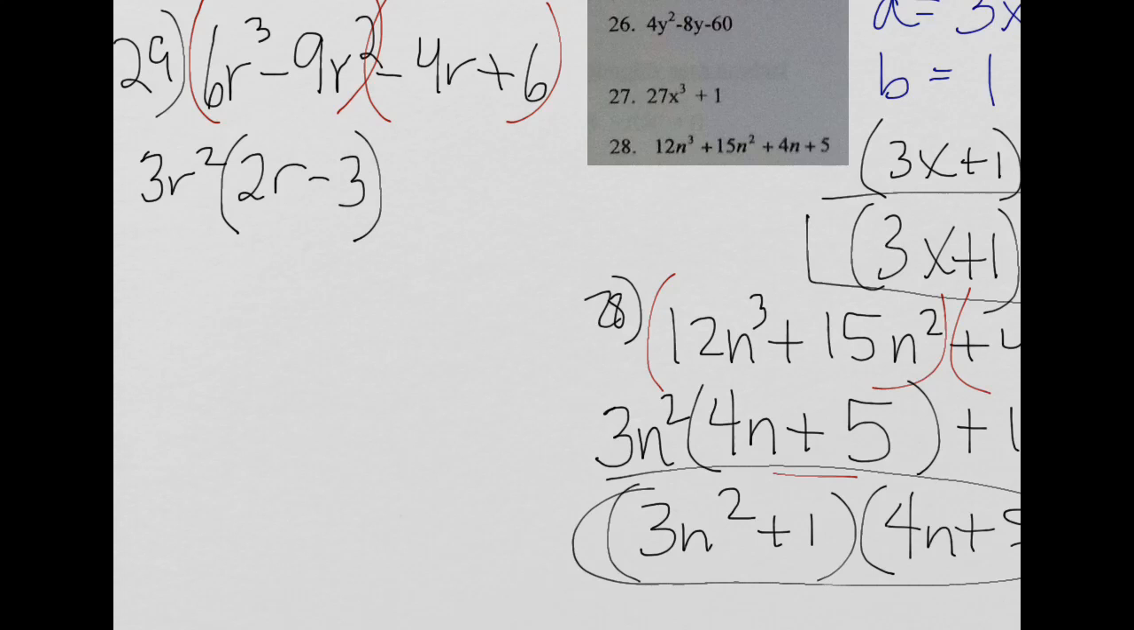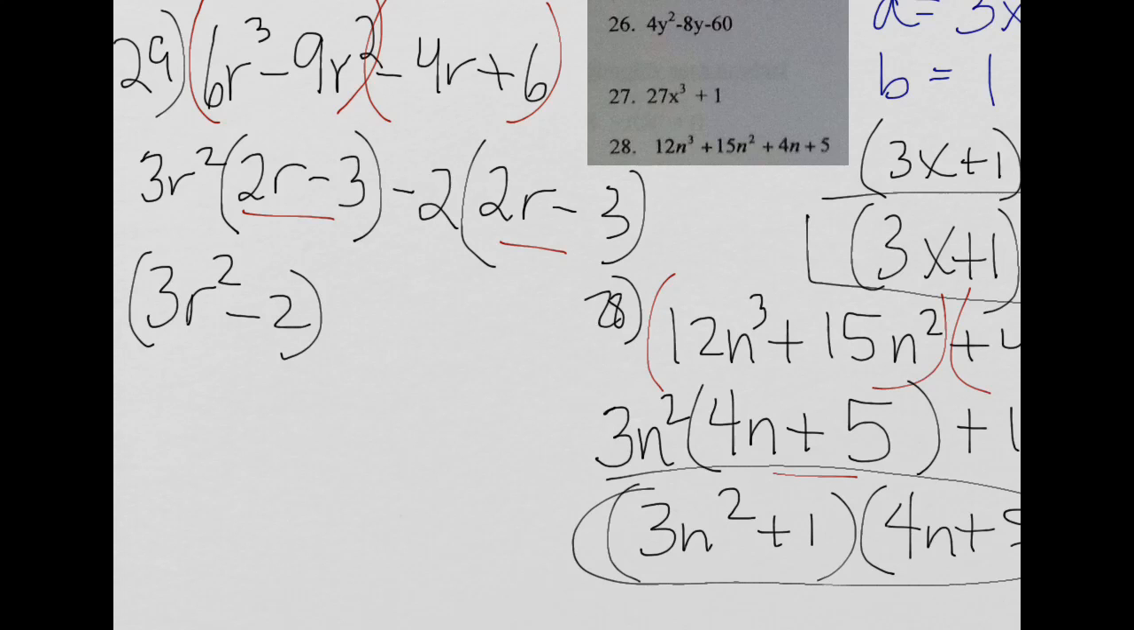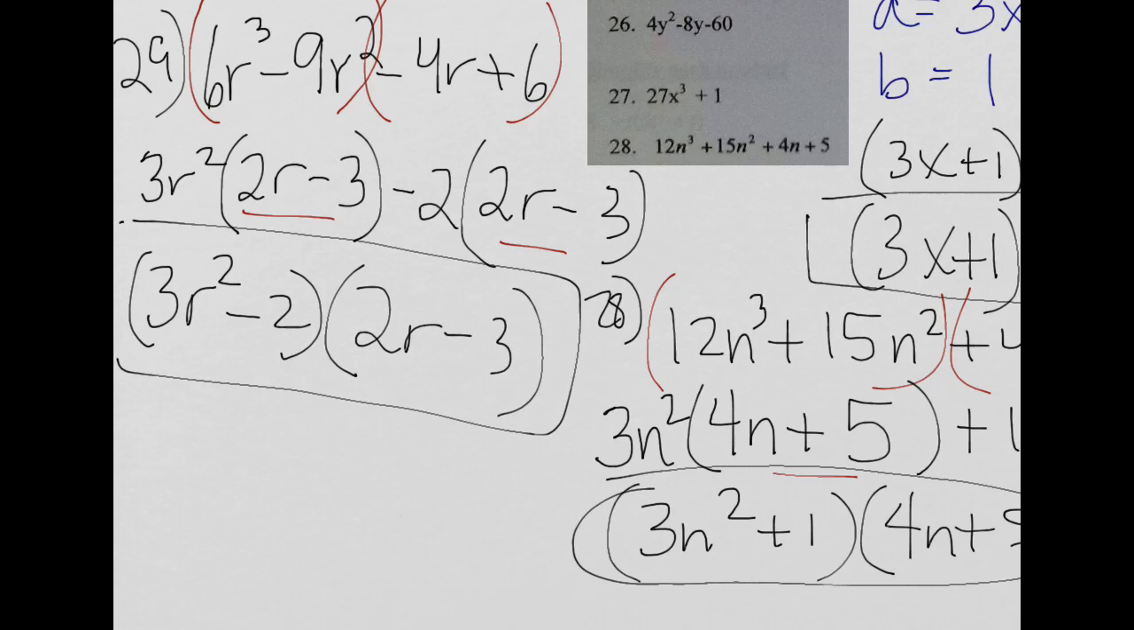And then what can I pull out for negative 4r plus 6? A factor of 2, but it must be a negative 2 because that second set of terms starts with a negative. I'm left with 2r minus 3, because when I take out a negative 2 and I divide by the 6, it's negative 3. When I take out a negative 2 and I divide by the negative 4r, it's 2r. Now that these are the same, that's what I want. My answer is 3r squared minus 2 times 2r minus 3. So this is the answer for 29.